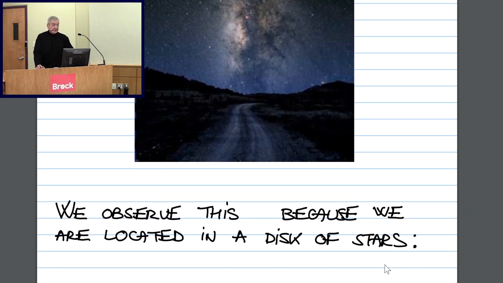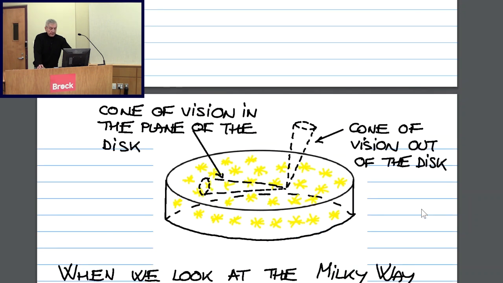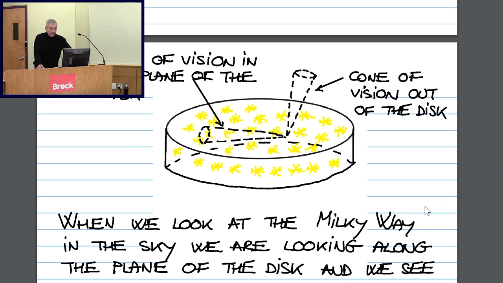And of course, the ancients didn't know, and even Galileo didn't realize what is going on. Why do we see what we see when we look at the Milky Way? It was later the famous German philosopher Immanuel Kant, and then Thomas Wright in England, who concluded correctly that we see what we see because we live in a disk of stars. And let me try to explain that with the following diagram.